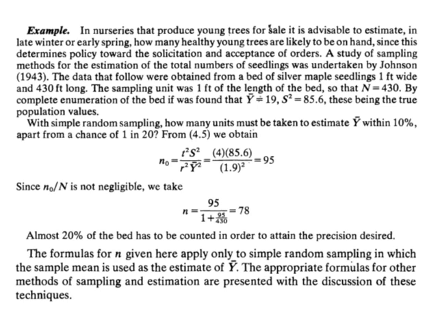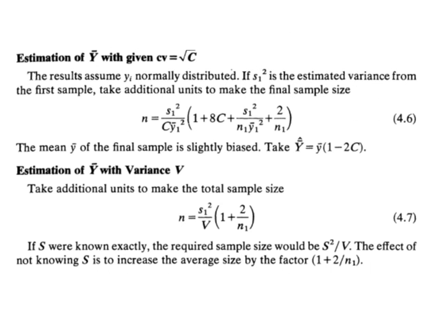The formulas for n given here apply only to simple random sampling in which the sample mean is used as the estimate of Ȳ. The appropriate formulas for other methods of sampling and estimation are presented with the discussion of these techniques. Estimation of Ȳ with given coefficient of variation equal to √C. The results assume that y is normally distributed.